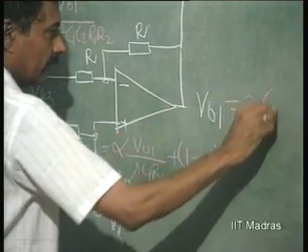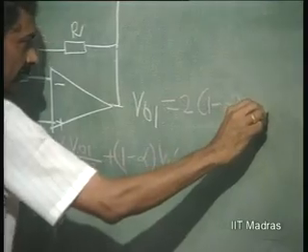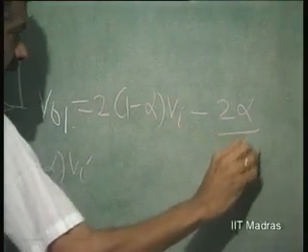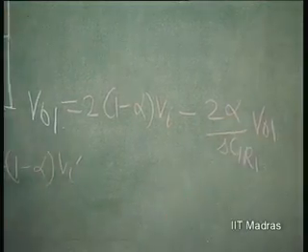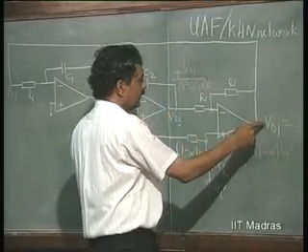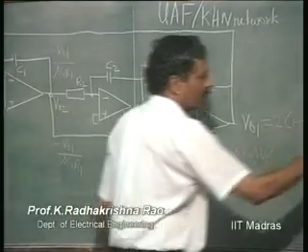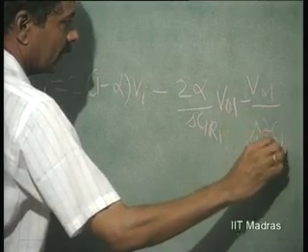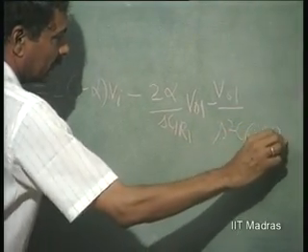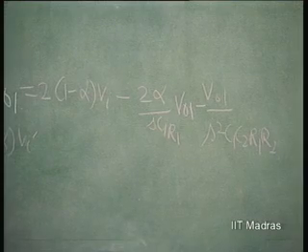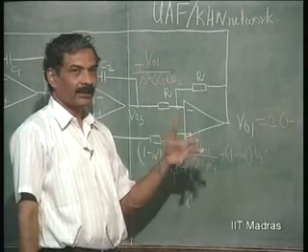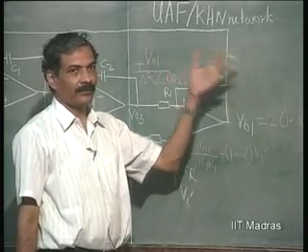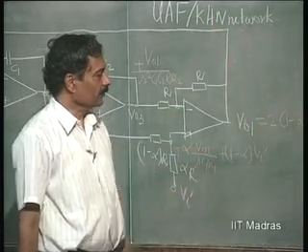So, you get 2 into 1 minus alpha times V I, minus 2 alpha by S C 1 R 1 V naught 1, and from here it just simply gets inverted, this can be grounded. So, minus V naught 1 by S squared C 1 C 2 R 1 R 2, and that should be equal to V naught 1. This is the same thing as d squared y by dt squared being equated to something of dy by dt, something of y and something of input.